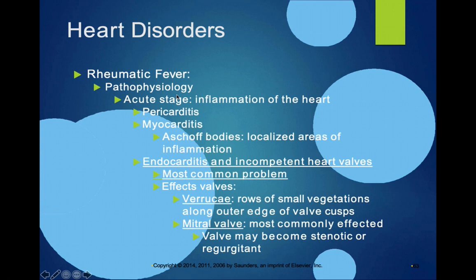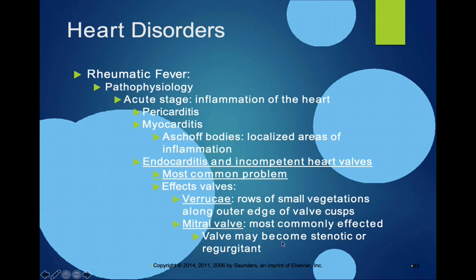So the pathophysiology, right, this can affect the pericardium, myocardium, and endocardium. The endocardium and the valves become incompetent heart valves. This is the most common problem. You get verrucae. Verrucae are rows of small vegetations along the outer edge of the valve cusps. And the most common valve to be affected is on the left side. It's the mitral valve, also known as the bicuspid valve.